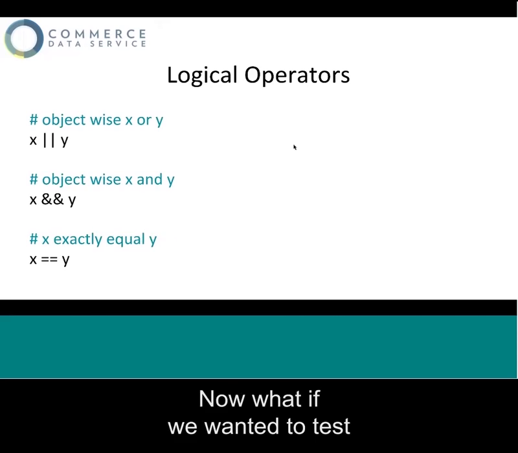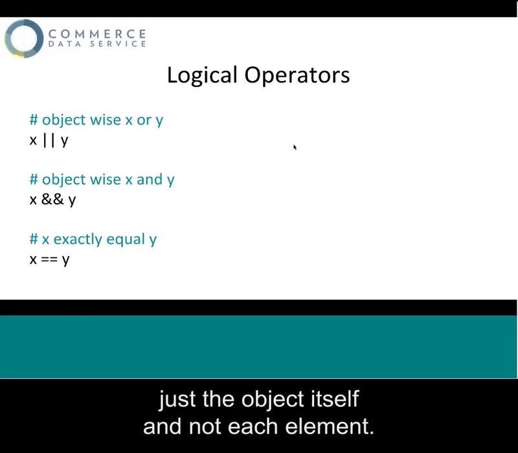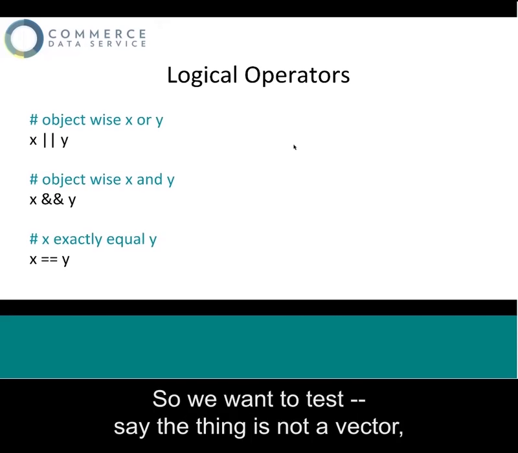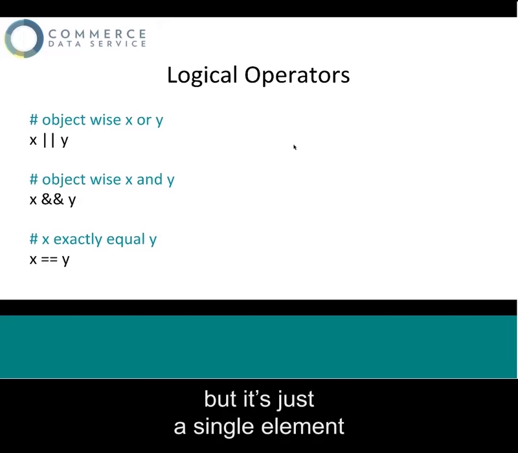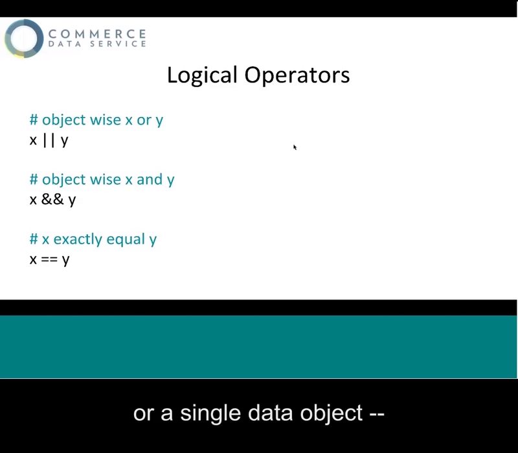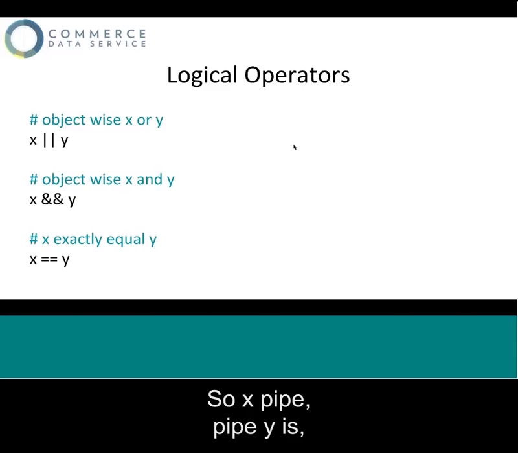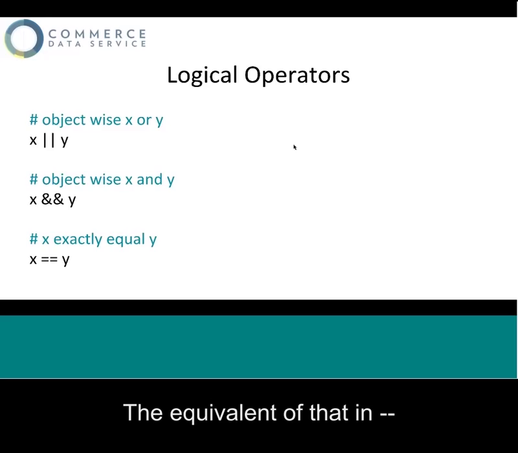Now, what if we wanted to test just the object itself and not each element? So we want to test, say the thing is not a vector, but just a single element or a single data object. We do two pipes. So X double pipe Y is object-wise X or Y. The equivalent of that for AND is X double ampersand Y.